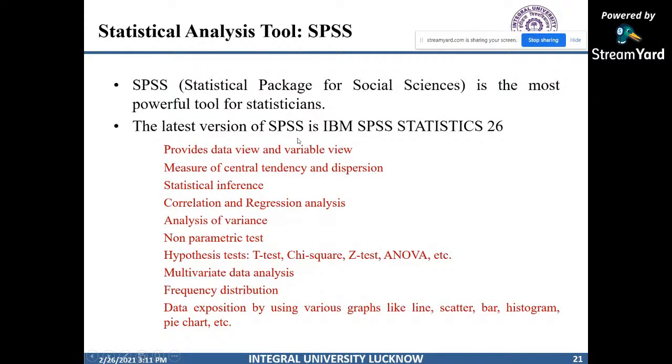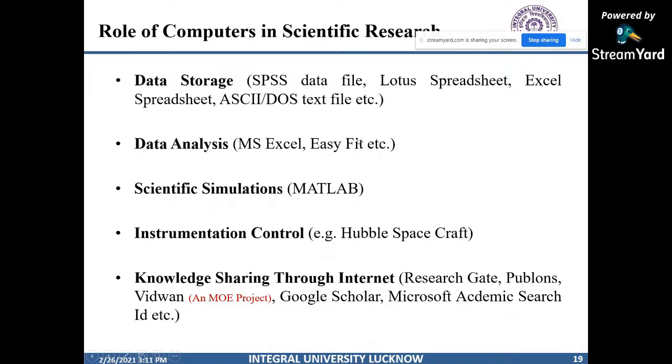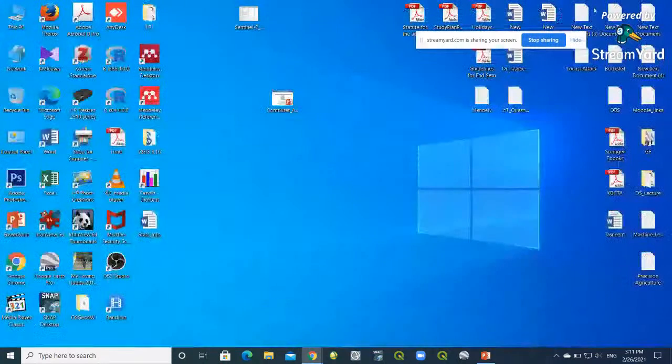This is your SPSS tool. I will discuss these in tomorrow's lecture. I will show you a demonstration of one tool which I have mentioned here, Easy Fit. I will show you a small example of how you can analyze your data. As I told you, you can plot probability density functions and distributions. This is the Easy Fit software.